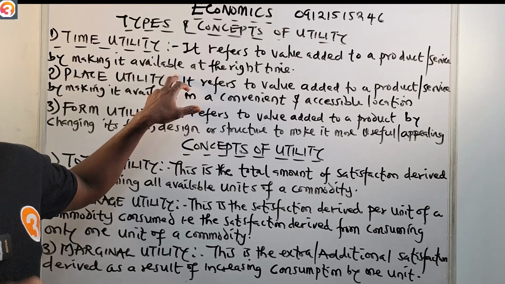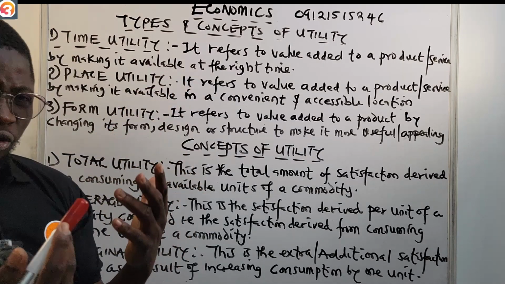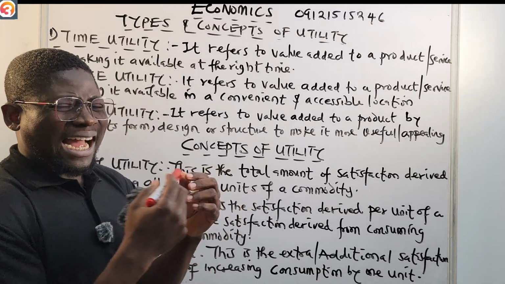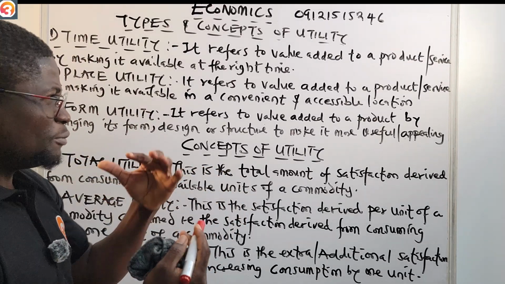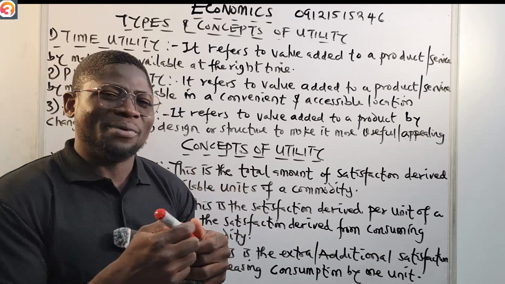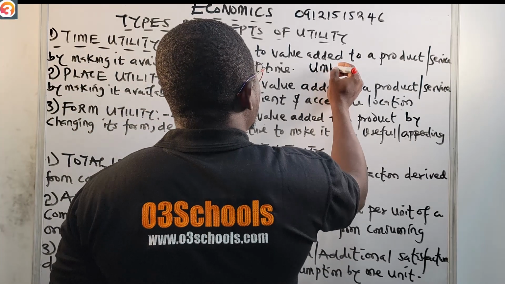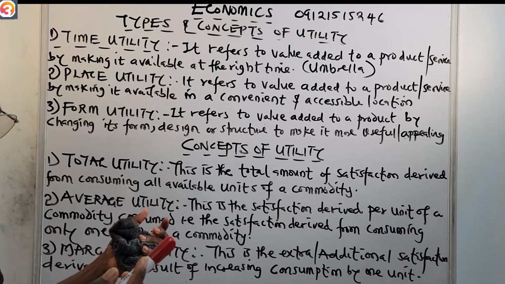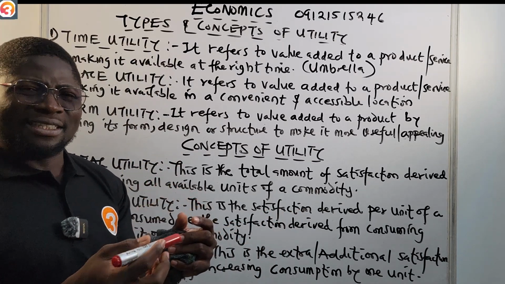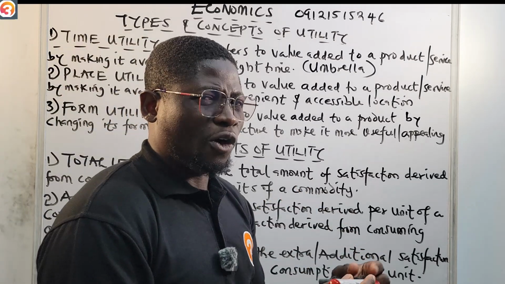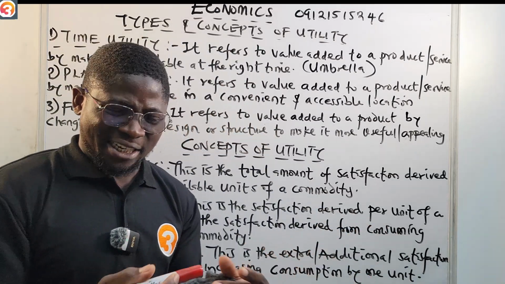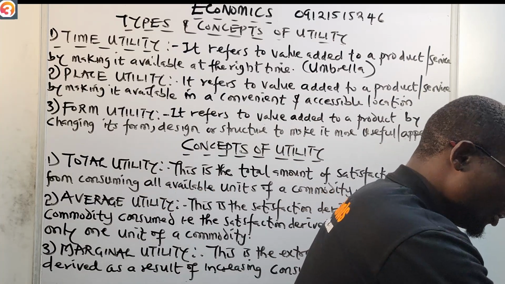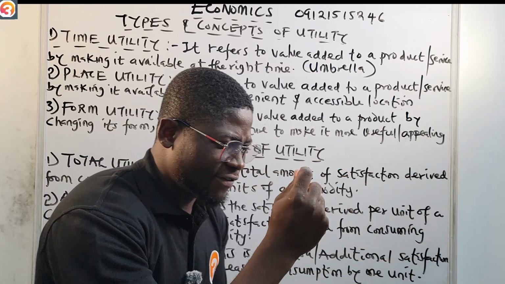Like I said from the introduction, a commodity may have what? Different utility at different time periods. An example to make you understand this very well is your umbrella. It's an example of a product or a commodity that has what? Time utility. During the wet periods or the rainy season, you use your umbrella to shield yourself against the rain.